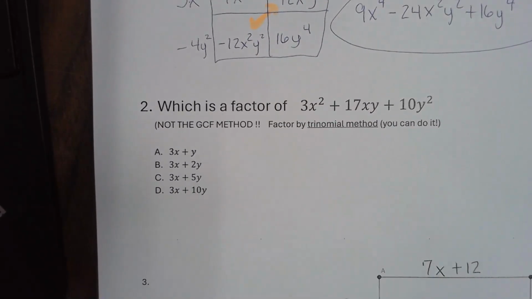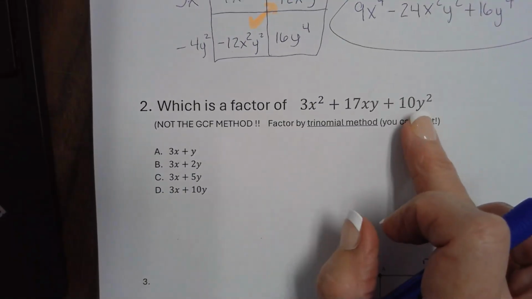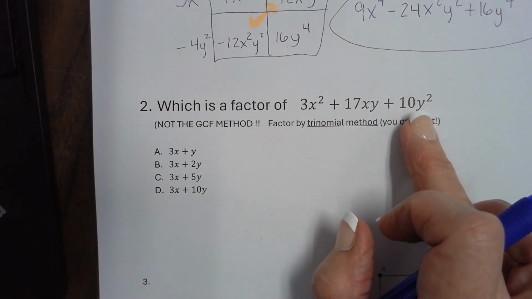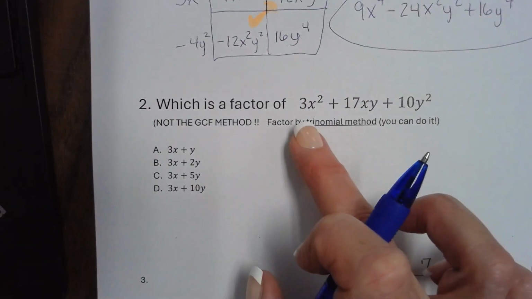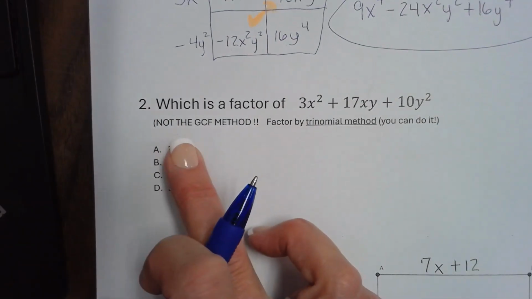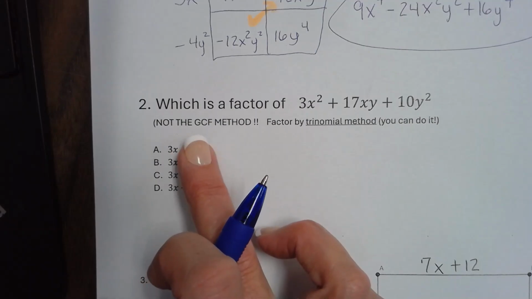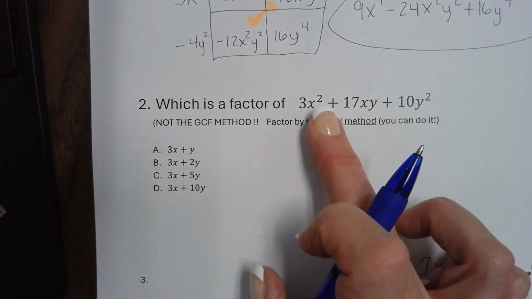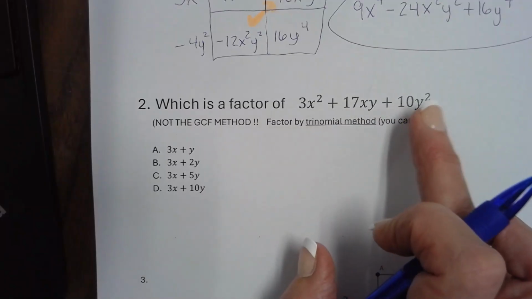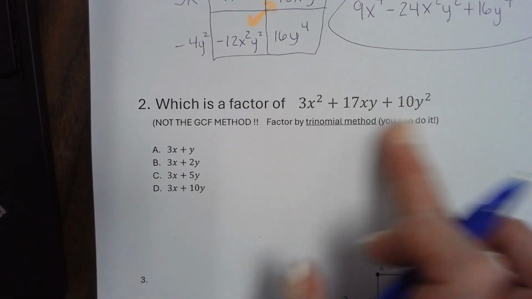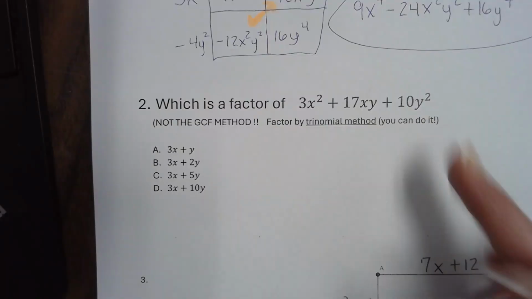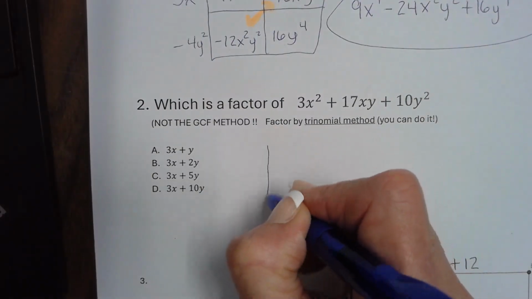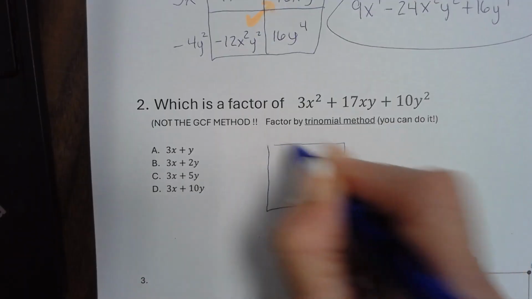We need to factor this, and I've added a little something here, but we have to be able to do this. So this really isn't a challenge, folks. We've got to know how to do this. So this is a trinomial. I gave you a hint and said you are not factoring by the greatest common factor method. Even if you tried to pull out a greatest common factor, there's not one. There is no greatest common factor in these three terms. Okay? So for the trinomial method, I'm going to set up a 2 by 2 box.